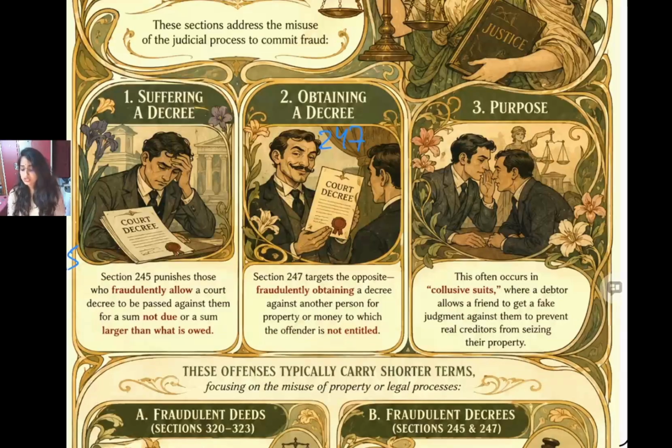Okay, what is the specific purpose of this? This often occurs in a collusive suit where the debtor allows a friend to get a fake judgment against them to prevent a real creditor from seizing that particular property. These offenses typically carry a shorter term, focusing on the misuse of property and legal processes.